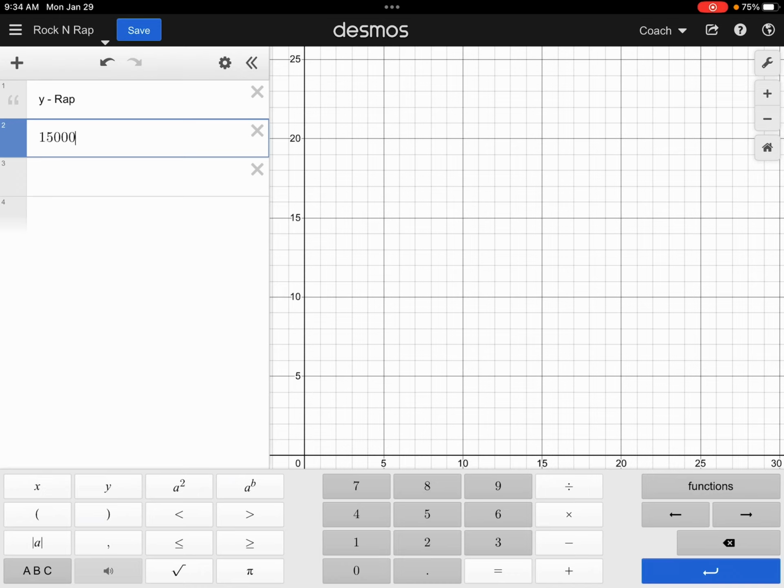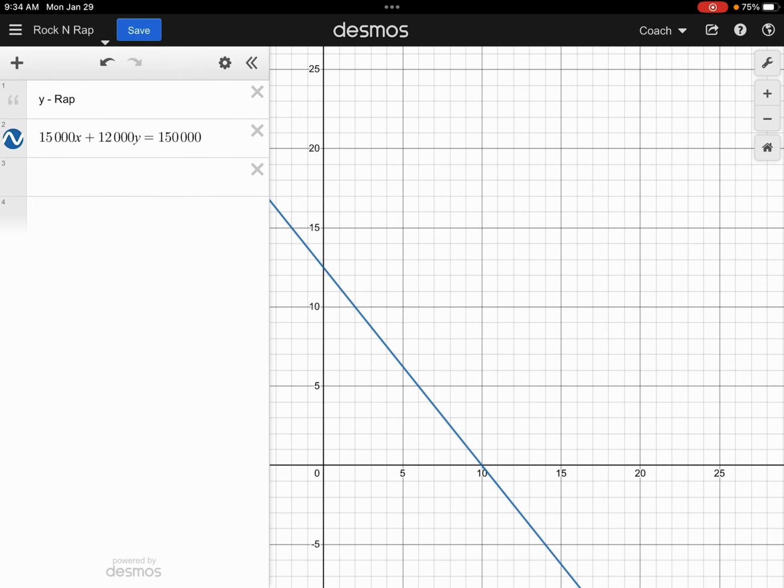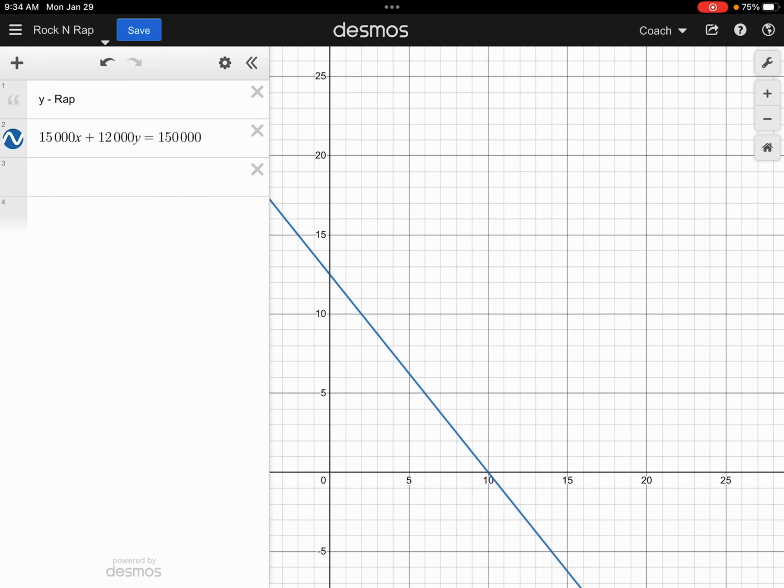So this was 15,000x plus 12,000y, and then we were equal to $150,000 total. So basically that means that anything along this line, okay, from 0 rock, 12.5 rap, all the way to 10 and 0, anything along that line we could make, okay, any point along here. So even the point like 6 and 5 you could make because it's on the line, right?